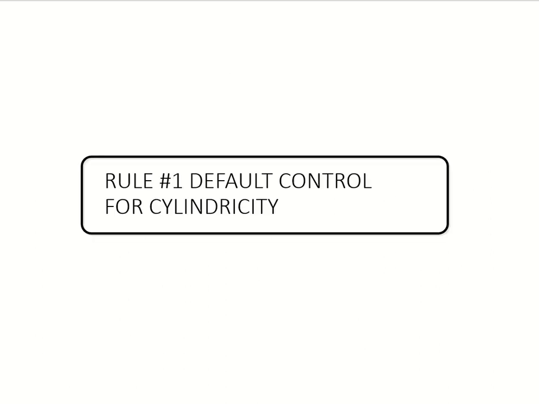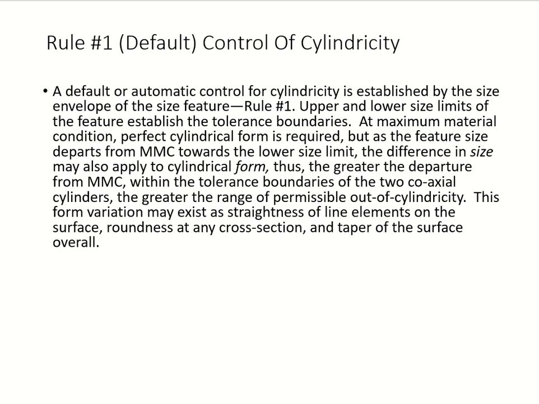All right. Rule number 1, the same rule. The default, the automatic control for your cylindricity. We're going to hit, again, your size feature. Rule number 1: it has to be within the size limits. Again, the upper and lower size limits of your feature establish the tolerance boundaries.